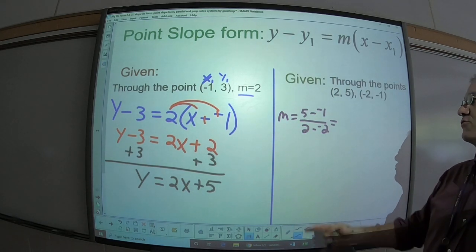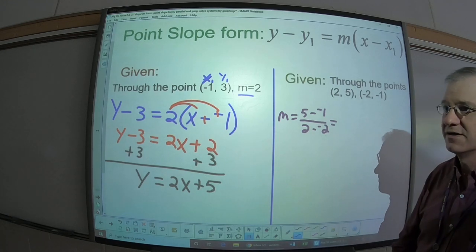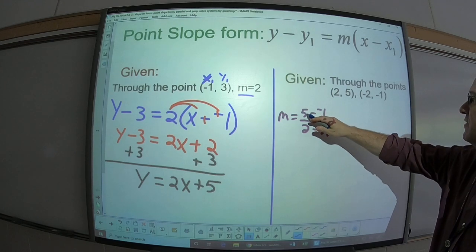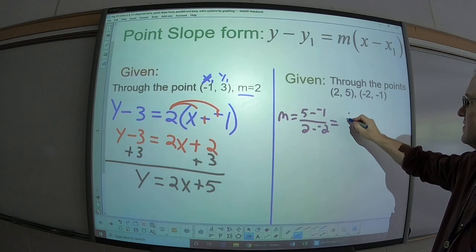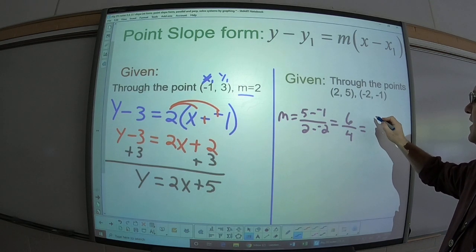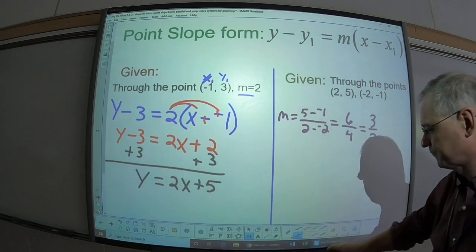Now don't fall into the trap of 2 minus negative 2 is 0 because it's not. We know that because of the double sign. So this is 5 plus 1 or 6 over 2 plus 2, 4. Reduce that to 3 halves.